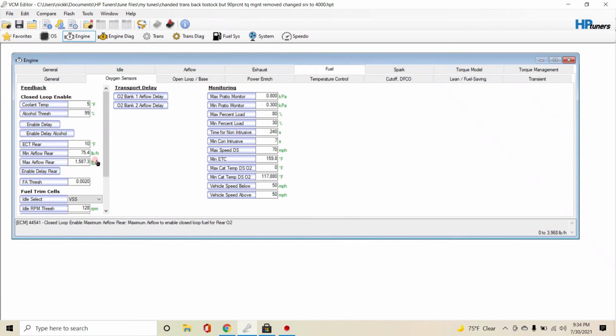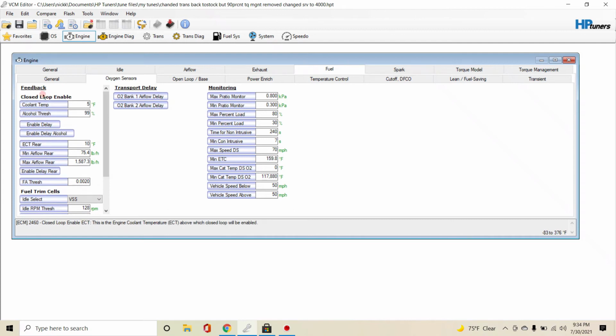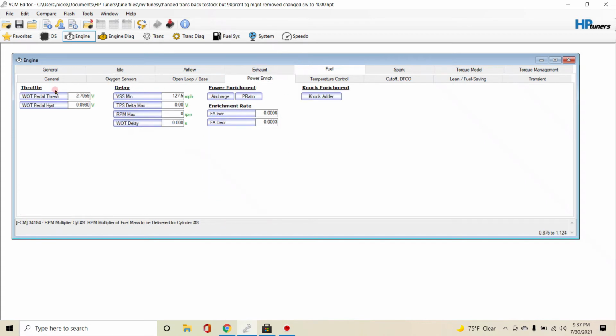Closed loop fuel trims, pretty much just parameters on what the fuel trims are using to calculate the trims themselves. And closed loop enable for your oxygen sensors, everything it's going to read to get the feedback it needs while in closed loop. Now this table, if you're doing long tube headers, cat deletes, or anything like that, these are what you're going to be messing with.